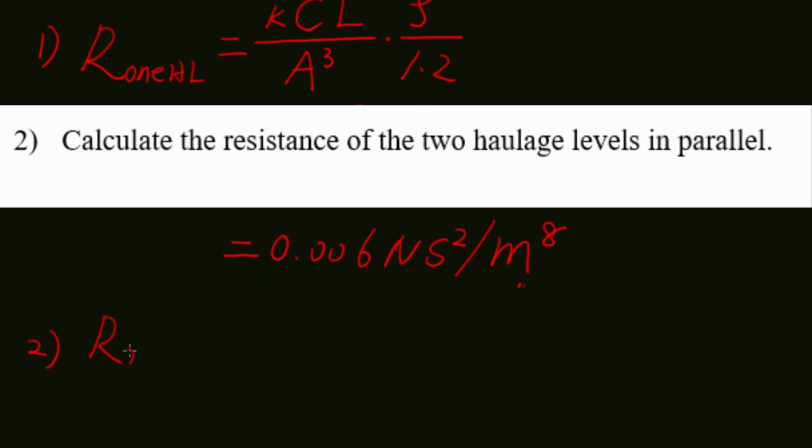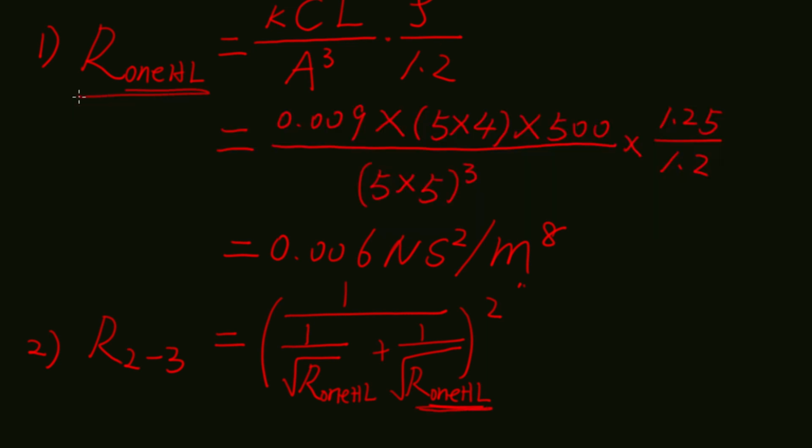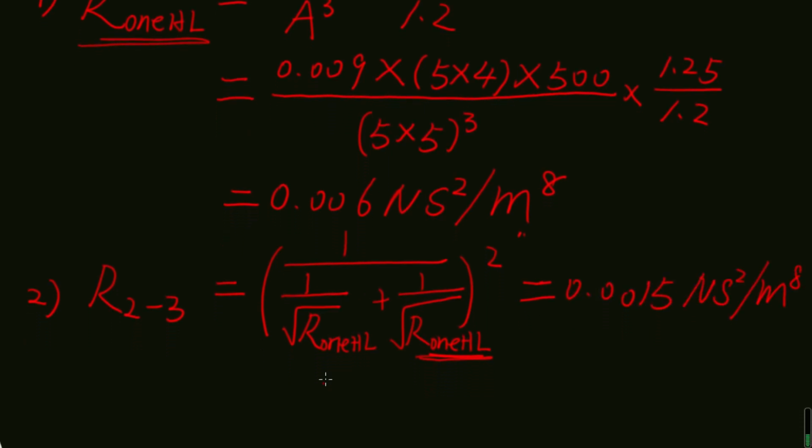Question 2. So resistance for 2 to 3 equals to, we can use the equation: square root, 1 divided by square root of R1 haulage level plus 1 divided by square root of R1 haulage level. This is calculated in problem 1. If you plug in the numbers, each equals 0.006, so the result equals to 0.0015.